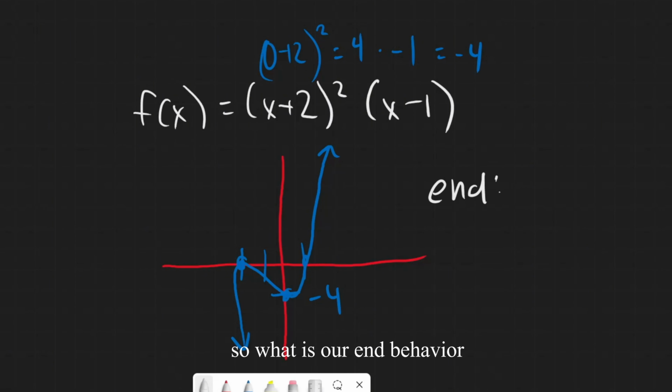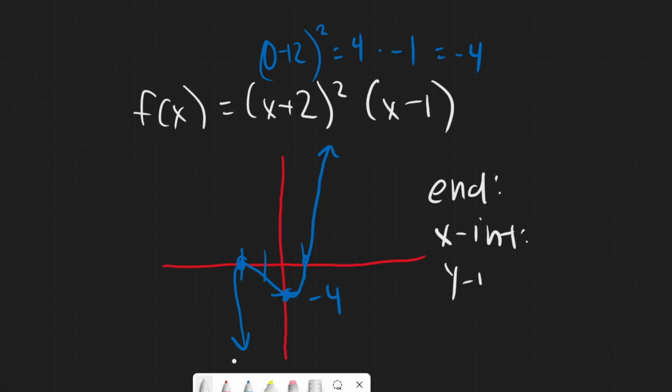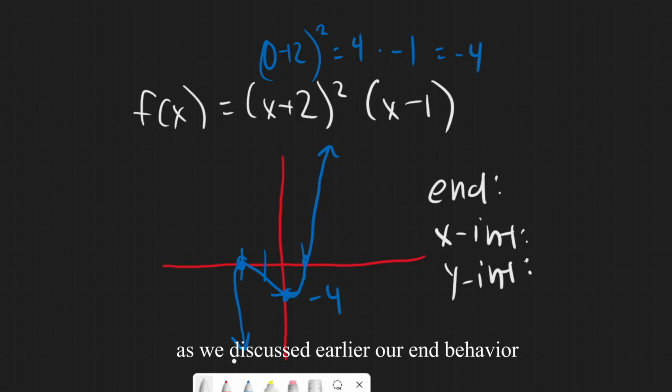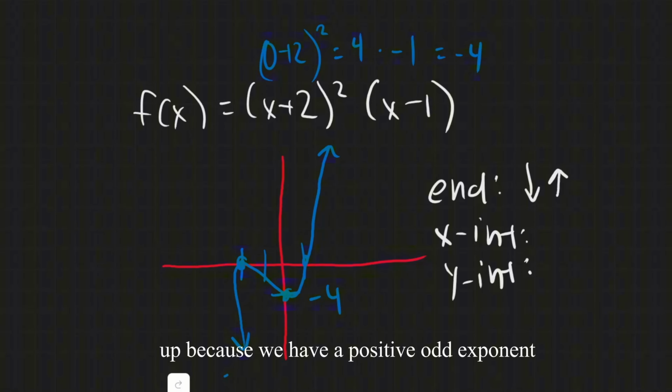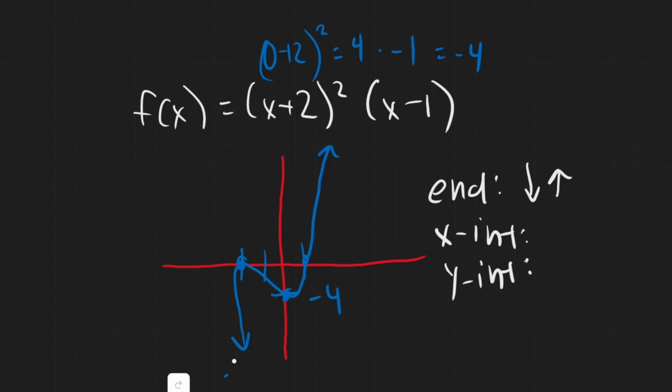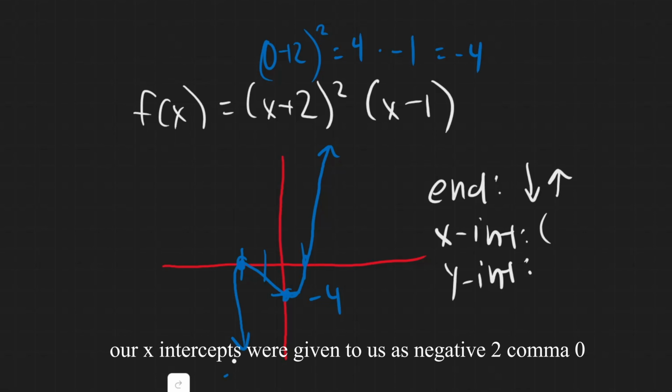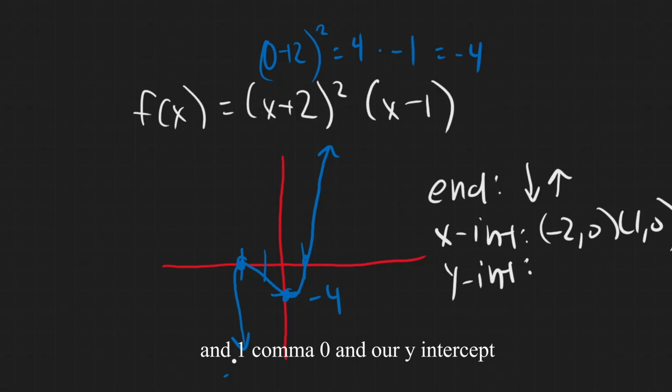So what is our end behavior, and what are our x and y intercepts? As we discussed earlier, our end behavior, as indicated by these arrows, will be down up because we have a positive odd exponent. Our x-intercepts were given to us as -2, 0 and 1, 0. And our y-intercept, which we found by plugging in 0 for x, is 0, -4.